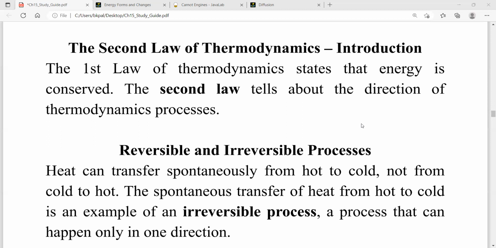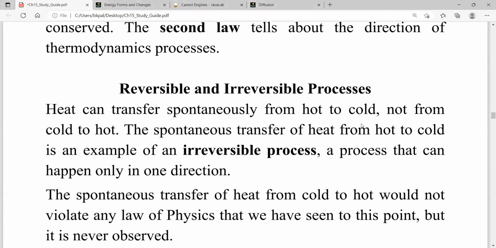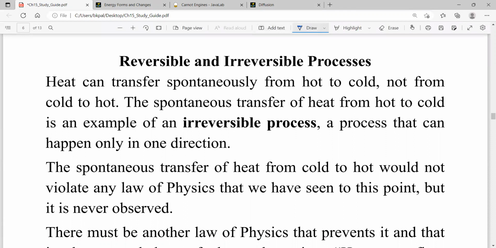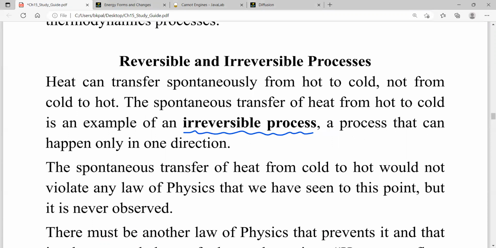Before I go to the details of the second law, let me talk about something called reversible and irreversible processes. The irreversible process is very common in our everyday life, and a reversible process is basically almost impossible. In our everyday life, there may be some reversible processes at the microscopic level, but in our macroscopic life, I mean in our everyday work, a reversible process is very rare.